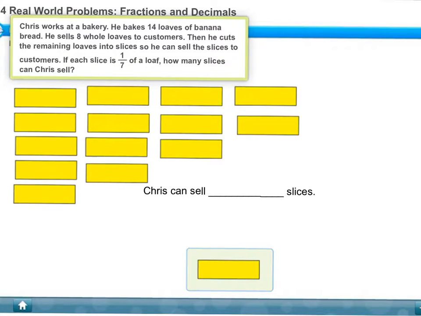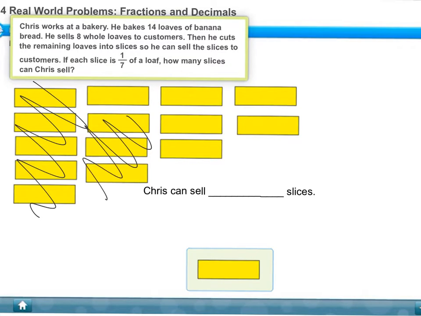Now we have Chris at a bakery. He bakes 14 loaves of banana bread. He loves banana bread. And he takes 8 of those loaves and he sells them to customers. So what's he doing? He's taking 8 of these and getting rid of them. So there's 5 and 3 more. So mathematically we're doing 14 minus 8 is equal to 6. And we can see those 6 loaves up here. He cuts the remaining loaves into slices. He's slicing them apart again, so we're dividing. So he can sell the slices. Each slice is 1/7 of a loaf.